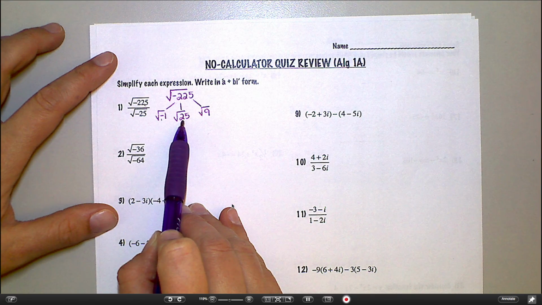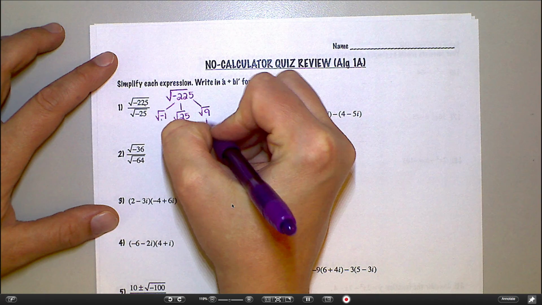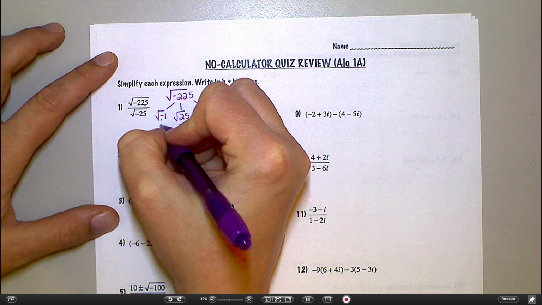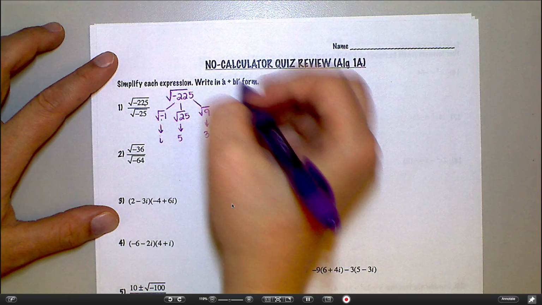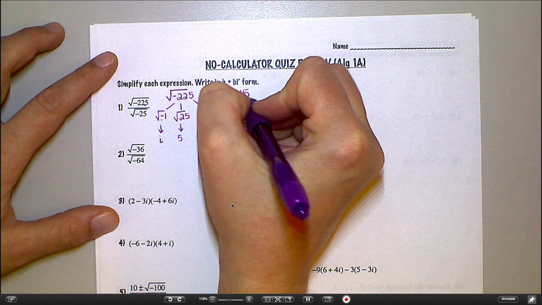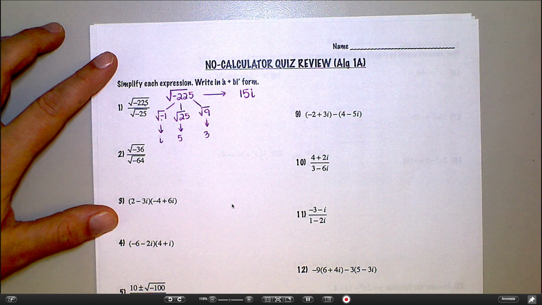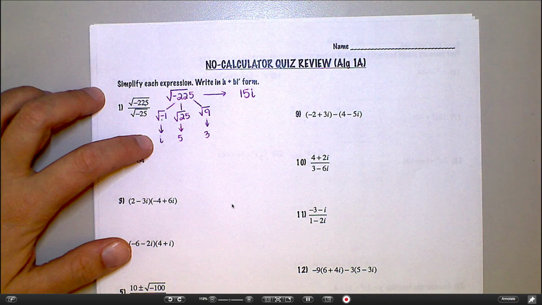Well, all three of these can be simplified, right? This would come out to be a 5. This would come out to be a 3. And square root of negative 1 would come out to be an i. So put the 5 and the 3 together, I get 15. And so this becomes 15i up on the top. And again, not that you have to do that process for every single one of these, but if you found 225 too hard to come up with in your head, this would be a great way to go.